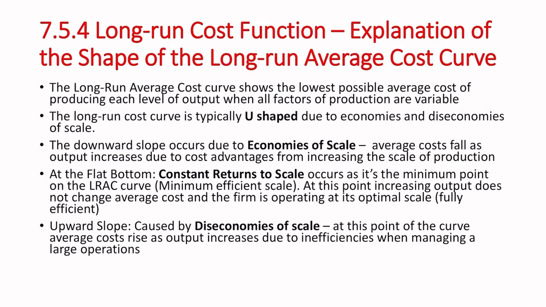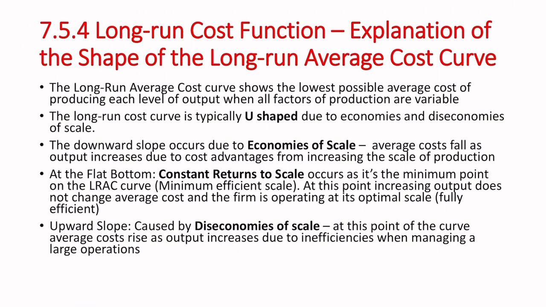Now let's take a look at the long-run cost function and its explanation of the shape of the long-run average cost curve. The long-run average cost curve shows the lowest possible average cost of producing each level of output when all factors of production are variable. It's typically U-shaped due to economies and diseconomies of scale. The downward slope occurs due to economies of scale. This is because average cost falls as output increases due to cost advantages from increasing the scale of production.